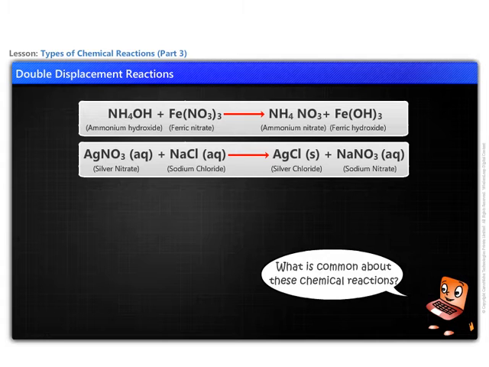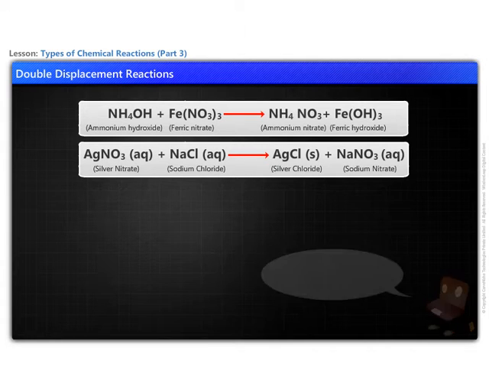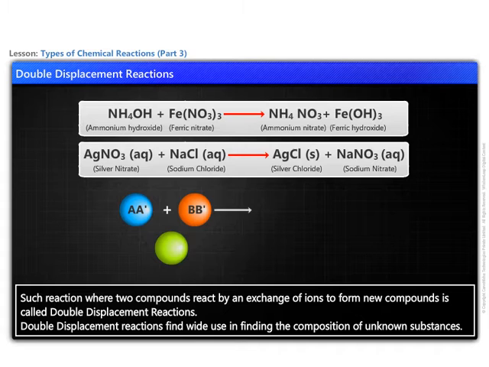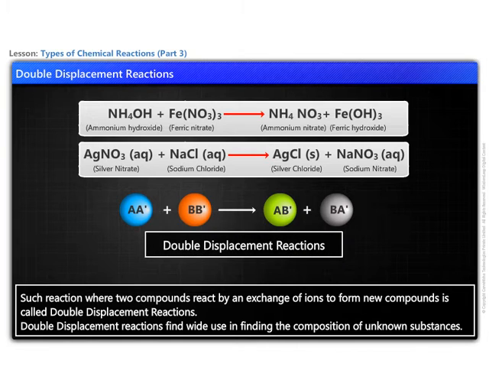What is common about these chemical reactions? Such reactions where 2 compounds react by an exchange of ions to form new compounds is called double displacement reactions. Double displacement reactions find wide use in finding the composition of unknown substances.